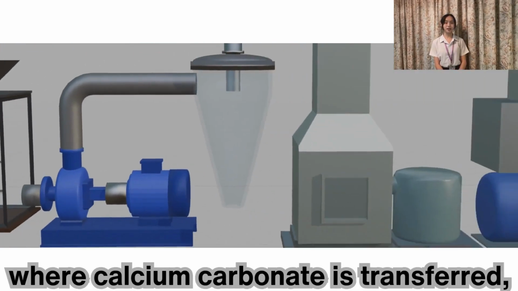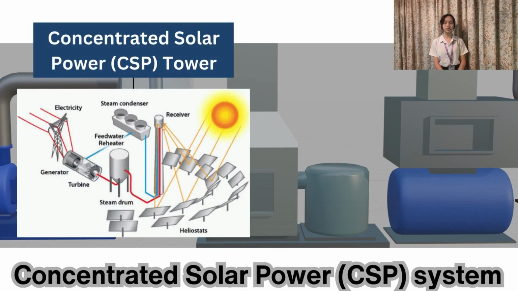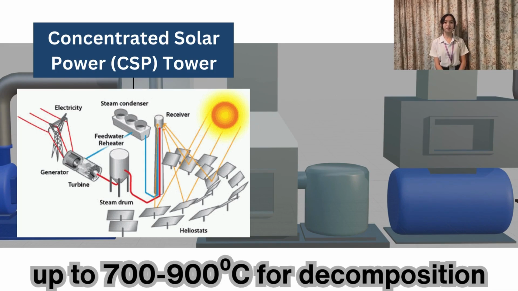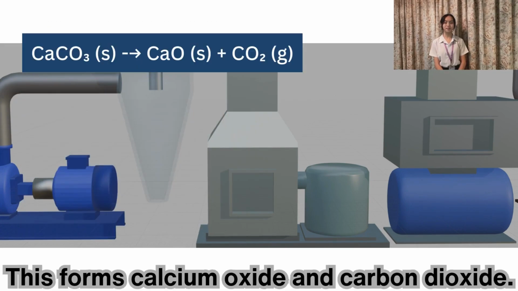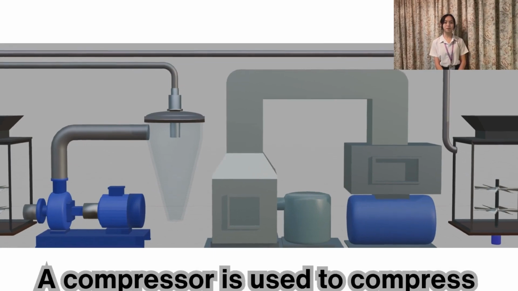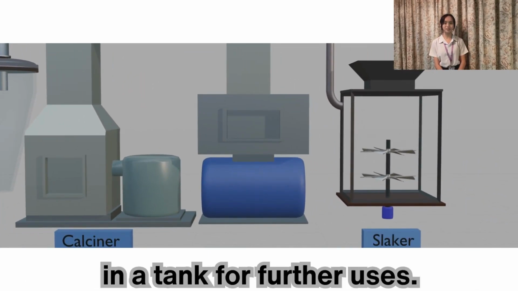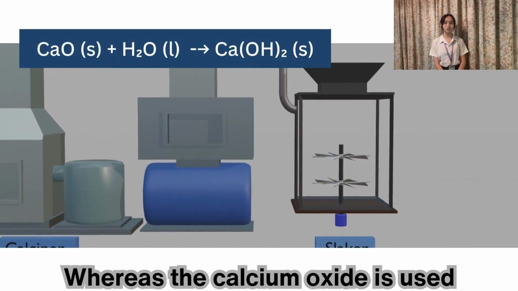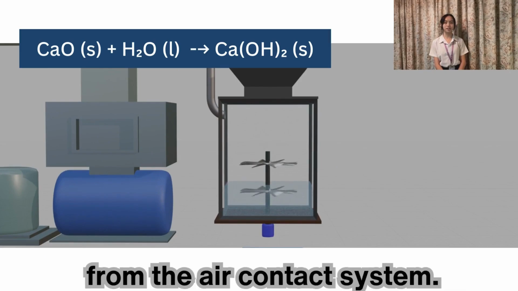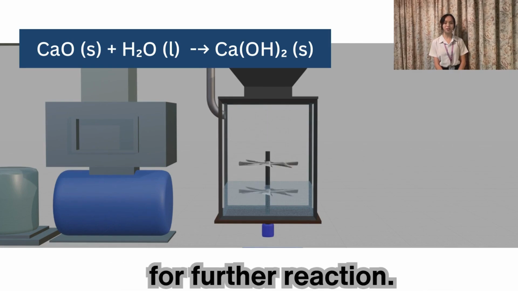In the calciner, the calcium carbonate is transferred. We suggest using a concentrated solar power CSP system to heat the calcium carbonate up to 700 to 900 degrees Celsius for decomposition. This forms calcium oxide and carbon dioxide. A compressor is used to compress and store concentrated carbon dioxide in a tank for further uses, whereas the calcium oxide is used to regenerate calcium hydroxide by adding distilled water from the air contactor system. The calcium hydroxide will then be sent to the pellet reactor for further reaction.